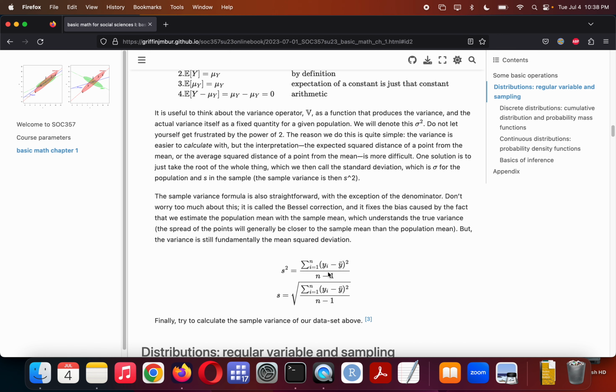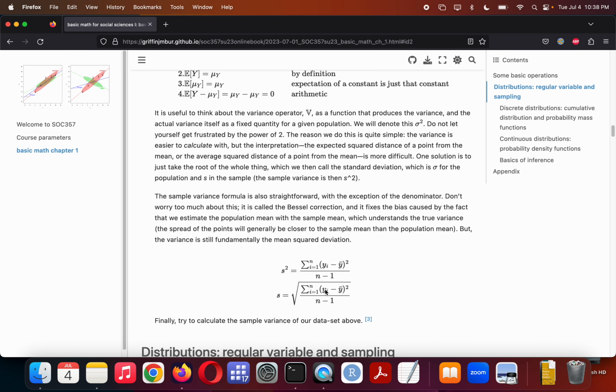If you divide a number by n-1, it's bigger than if you divide it by n. So in general, our formula is going to understate the variance unless we put in this correction here, which is called the Bessel correction. And then finally, we can just take the root of the whole thing to get the sample standard deviation, which we denote with S.